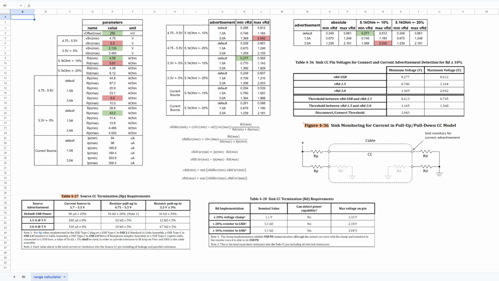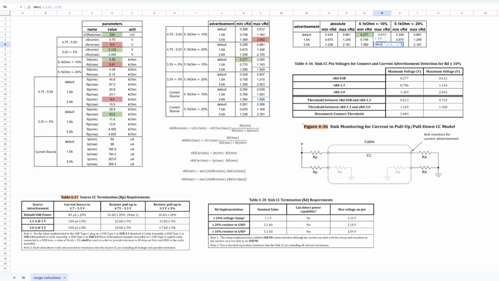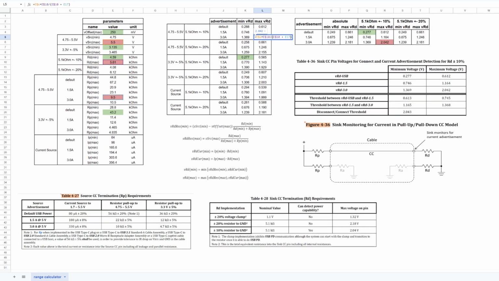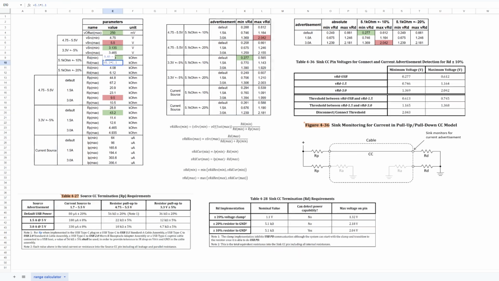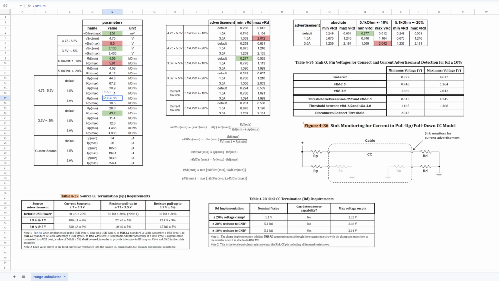VRD 3.0 has a maximum of 2.042 volts, and the cells used to calculate it are colored red. Cell R6 takes the maximum of the three possibilities and shows it is achieved when a source uses a 4.75 to 5.5 volt supply. Jumping into cell L5 shows the VRD res max formula. V source max is 5.5 volts, RD max is 5.61 kiloohms, and RP min is 9.5 kiloohms.